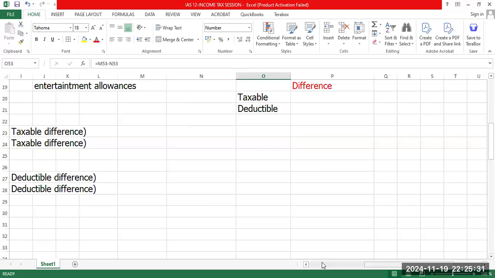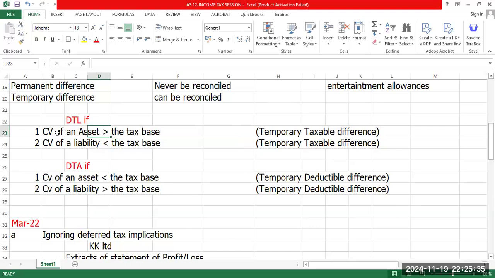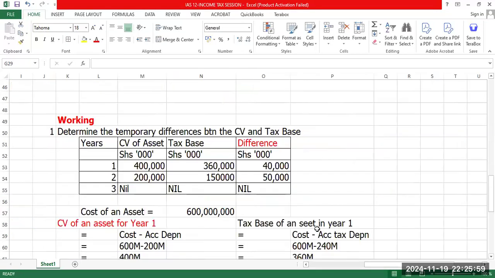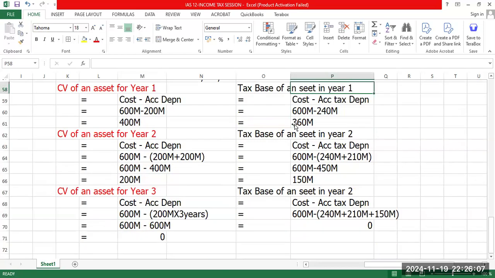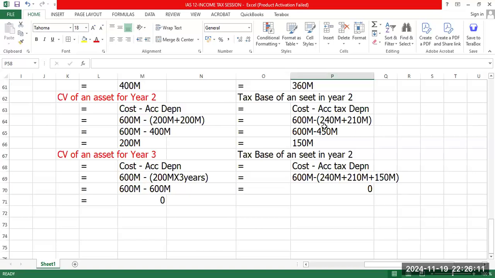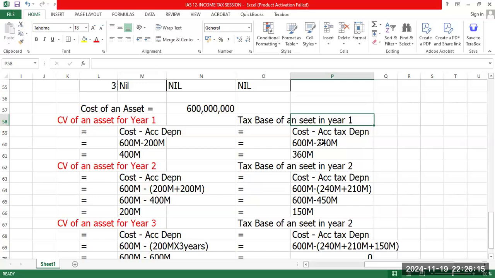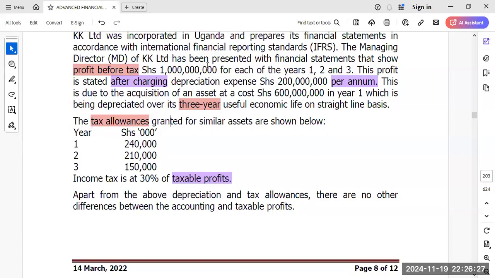If the carrying value of an asset is greater than the tax base, here you are getting a positive figure, if the difference is positive. Accumulated tax depreciation. Where exactly? This one, where this 240, 600 minus 240. It's in the question. Remember, that is tax depreciation here. Which way they say the tax allowances? Yes. Okay.